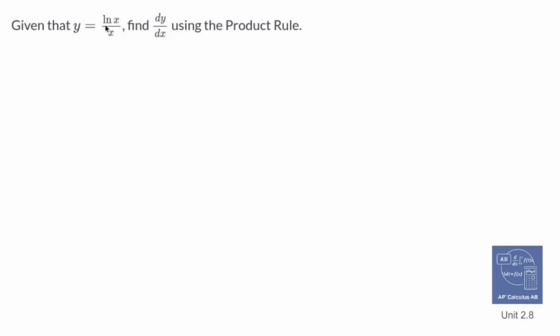Given that y equals ln of x over x, find dy dx using the product rule. Well, this is what the product rule says, and this is how I do it. If you have two functions multiplied together, you take the derivative of the first function, you multiply it to the second function as is, then you add the derivative of the second function multiplied to the first function as is. This doesn't look like that. That looks like something divided by something, not something times something.